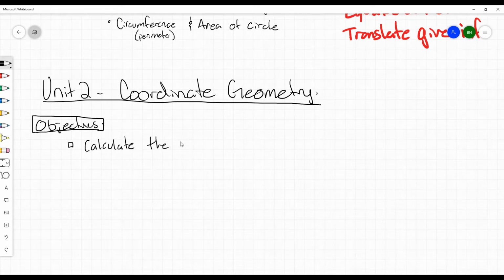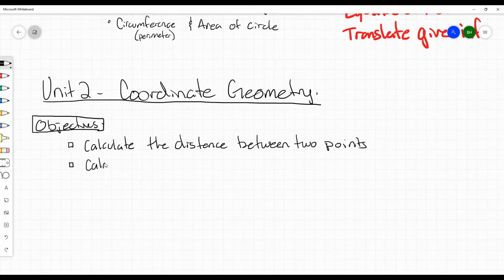the distance between 2 points. That's one of the important pieces of coordinate geometry that you'll be tested on. And this is a huge component of just geometry and anything that has to do with graphing in general, being able to calculate the distance between 2 points.